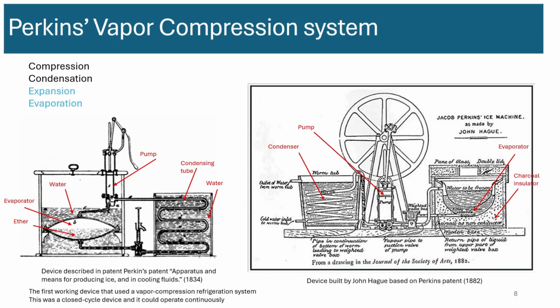Okay, now let's look into some of these designs a little bit more carefully. So the first one, which is the first invention from Perkins. So here, this is a vapor compression system. Okay, so you can see the pump, which is the mechanical device, and all of the design on the left is from the Perkins patent, and the picture on the right is from a device that John Hague built based on this patent. He used this patent as reference and he made it a little bit more practical device.